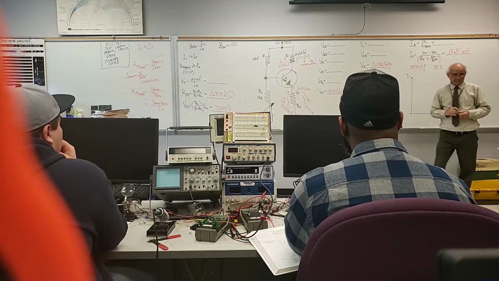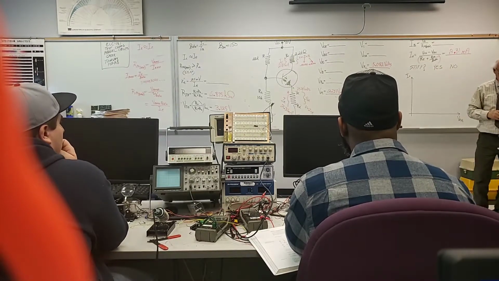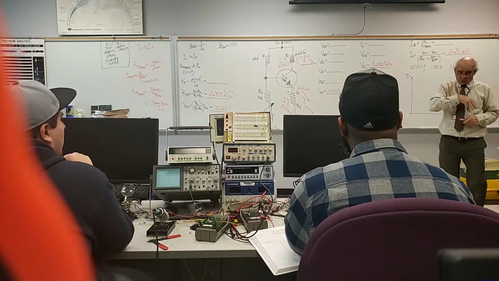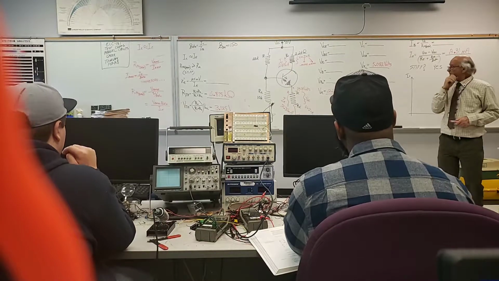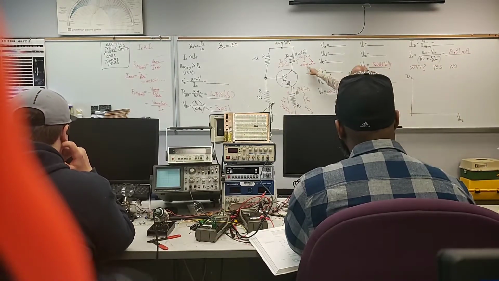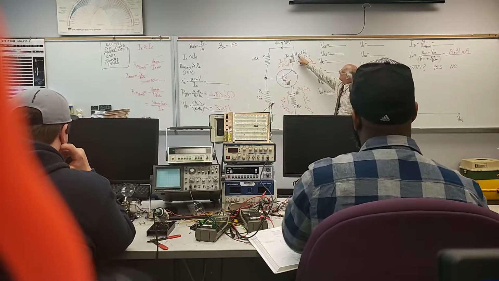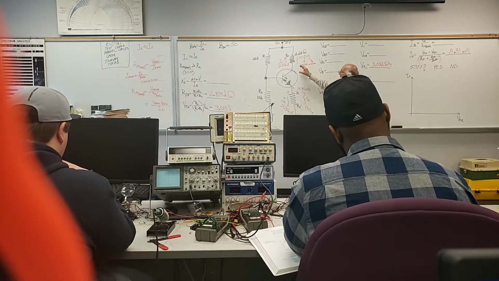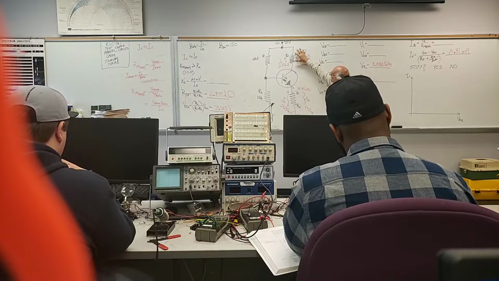See how I found the voltage across the collector resistor? Ohm's law. It's current times resistance, right? Current times resistance is always voltage. I knew the current, I knew the resistance, so I calculated the voltage across that resistor. And that's the voltage from there to there.